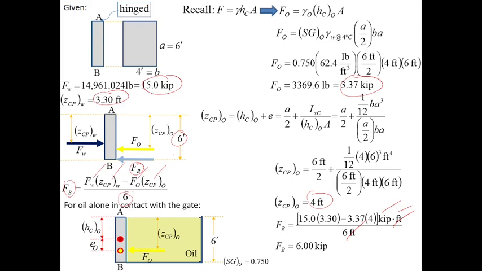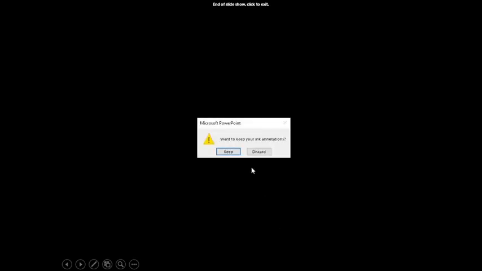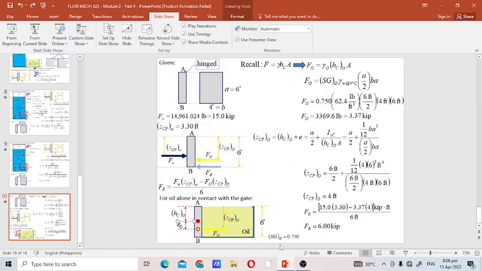So, that is our answer. That's the force to be applied at B so that the gate AB will be in equilibrium. So that ends my presentation. Alright, so ito siya, FB, 6 kips, so that the gate will be in equilibrium.